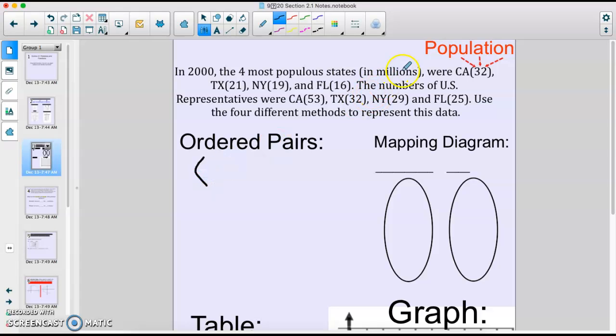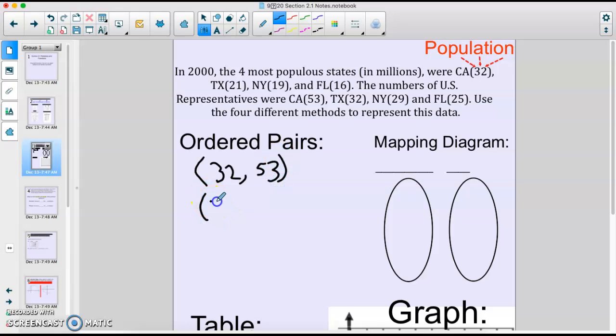In ordered pairs, how many representatives you have is based off of how many people you have, right? The states with more people have more representatives. That's how our government works. So the population is what gets inputted, and the result, the output, is the representatives. Our x values are going to be the population. So in California it'd be 32, and when we have 32 million people, that results in 53 representatives.